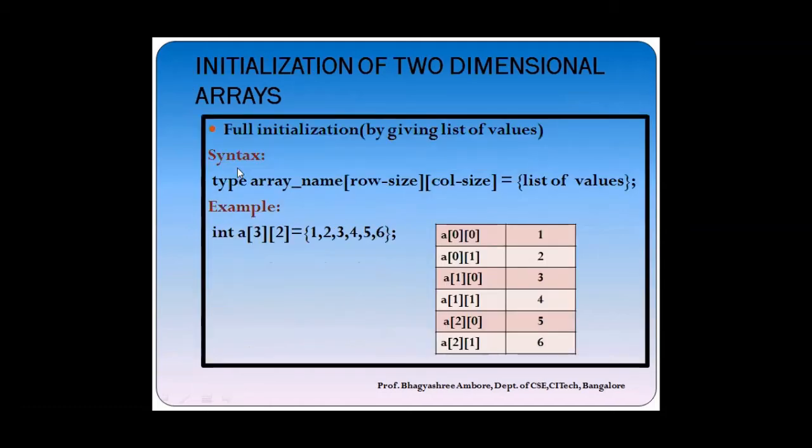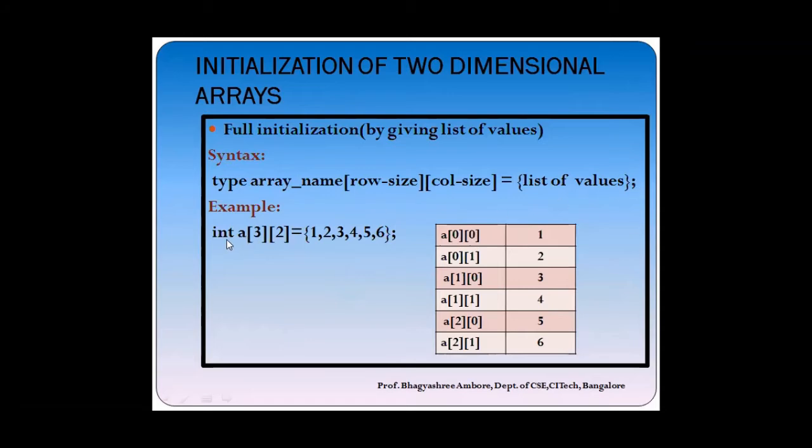The first one is full initialization by giving a list of values. The syntax is type, this is the data type, then the name of the array, row size, column size, and the list of values. However many values you want to give, you put them in square brackets, separate them by commas, and end with a semicolon.